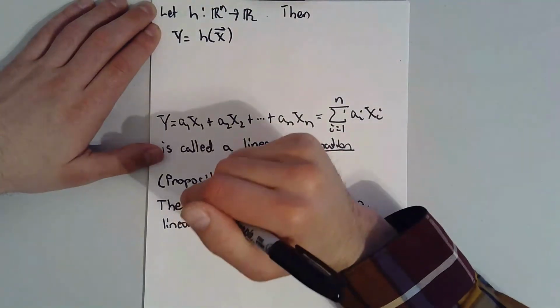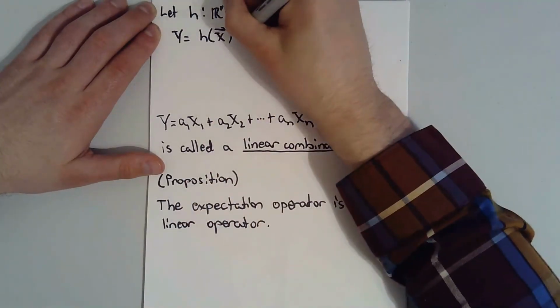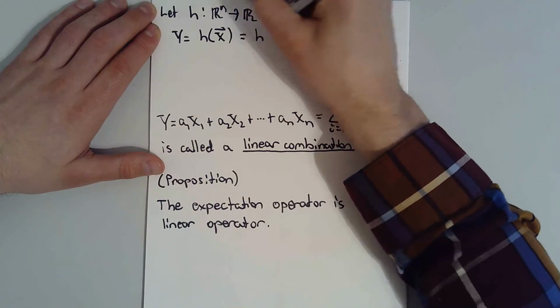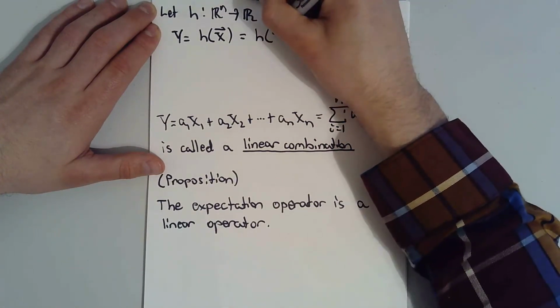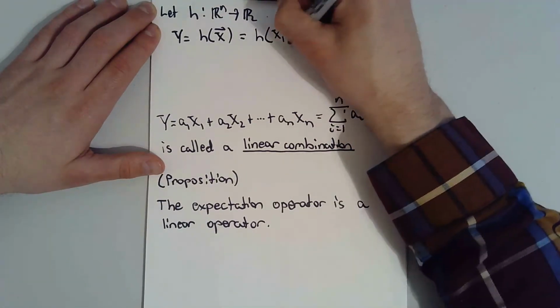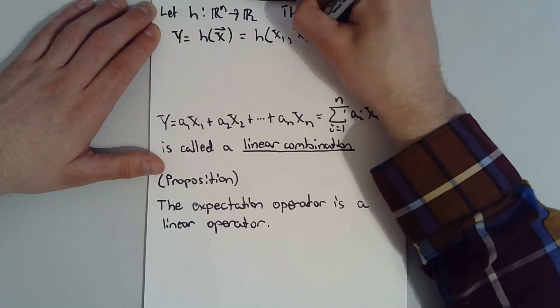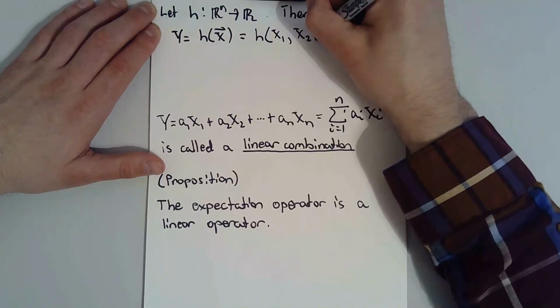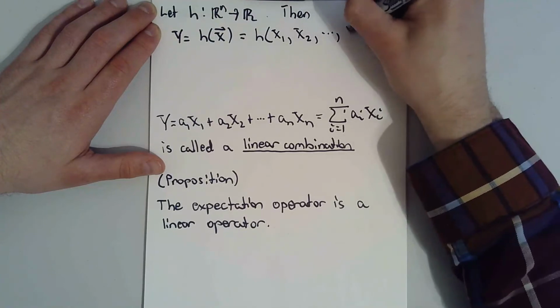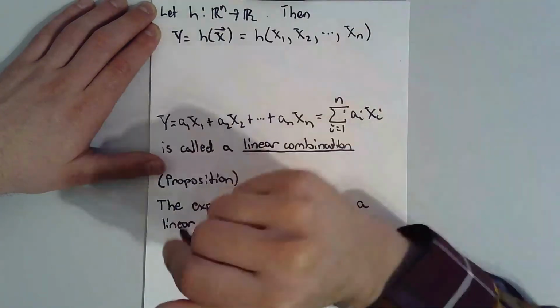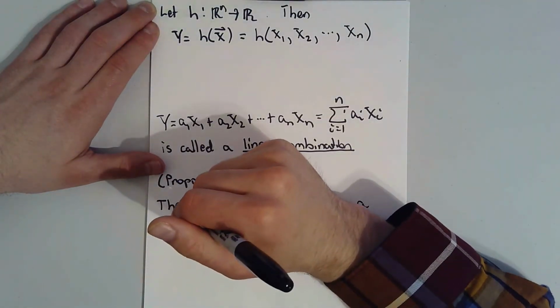is h of the random vector x. And again, what does that mean notationally? This is h, where the first component is the random variable x1, the second component is the random variable x sub 2, continuing on to the nth component, the random variable x sub n.